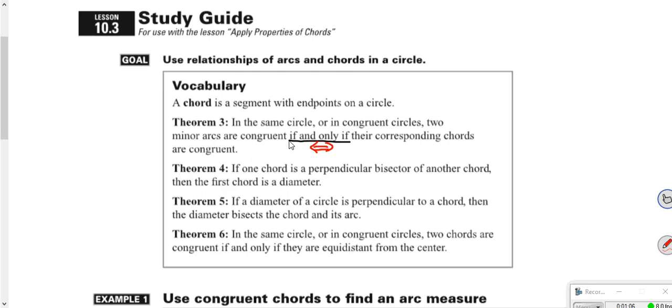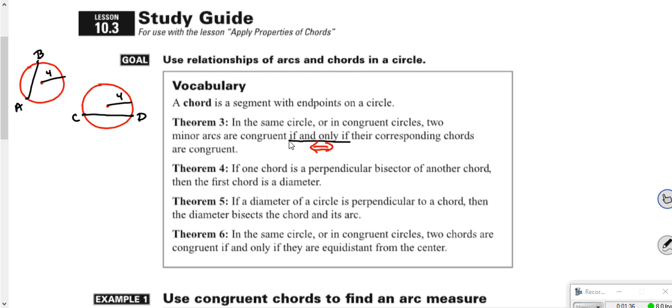So, in the same circle or a congruent circle. So let me draw a couple of circles here. Okay. I'm going to say that this radius is 4, and then I'm going to say this chord AB and this chord CD.